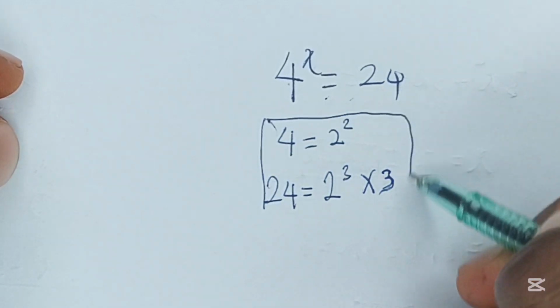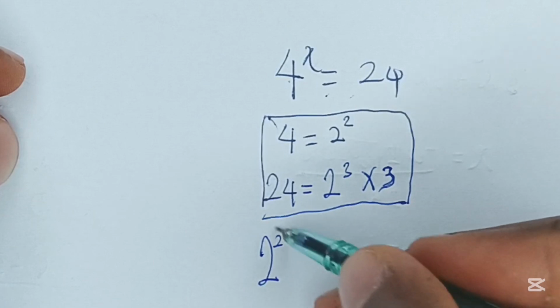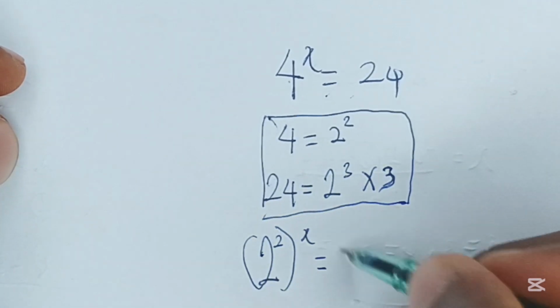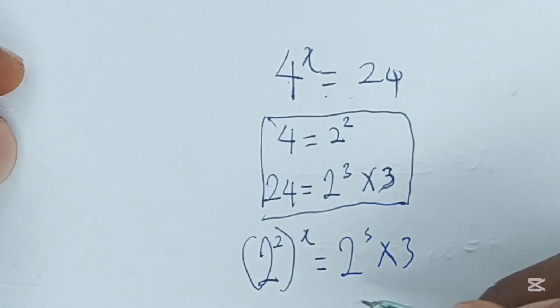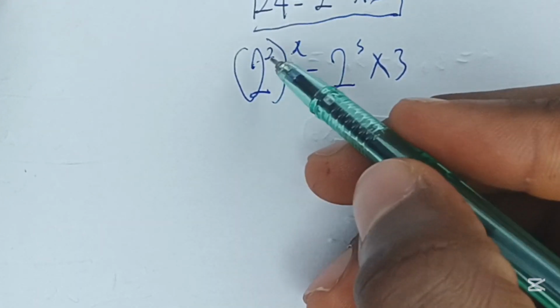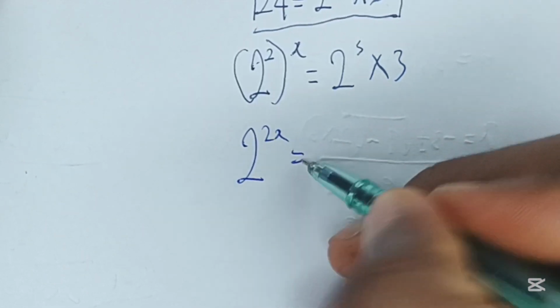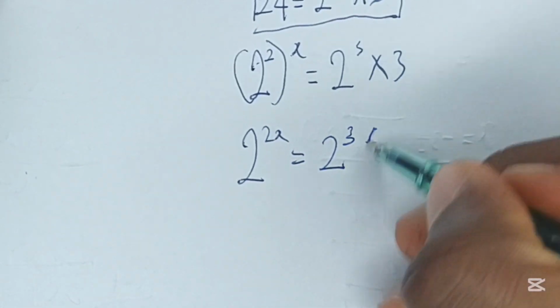Replacing 4 to the power x and 24 in this equation, we have 2 to the power 2 all raised to the power of x to be equal to 2 to the power of 3 times 3. Simple. When you have something like this, you simply multiply the powers. Okay? So we have 2 to the power 2x to be equal to 2 to the power 3 multiplied by 3.